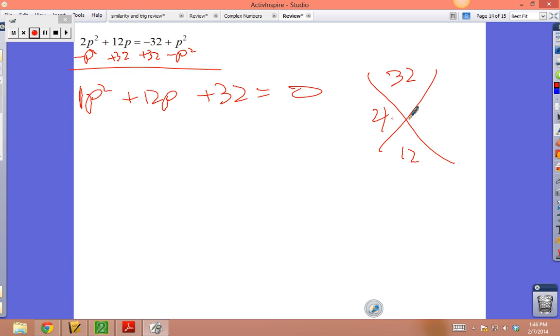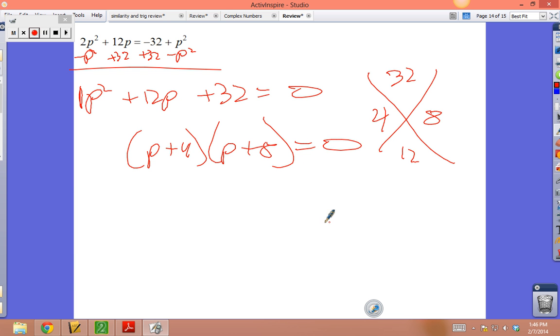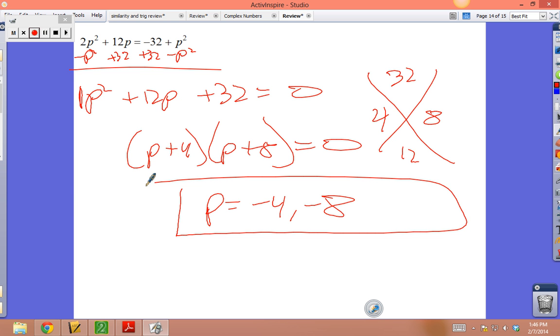4 and 8. So then it's going to be p plus 4 times p plus 8, and your answer is 0. So p's got to be a negative 4 or a negative 8. So this way is actually way faster than using the quadratic formula. But you can only use it when a is 1, and you can find two numbers to multiply to give you 32, and add to give you 12.